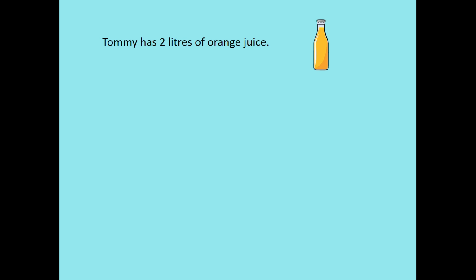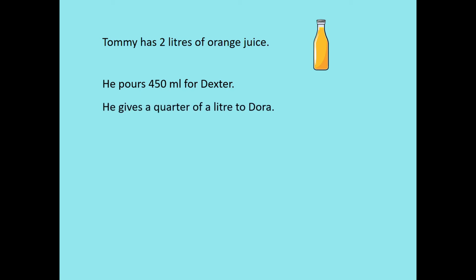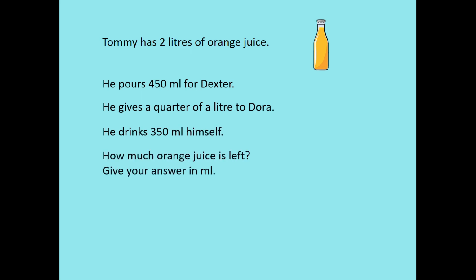Okay, so you should have done questions 1 to 5 on your worksheet. Now we're moving on to some reasoning problem solving stuff. So Tommy has 2 litres of orange juice. He pours 450 millilitres for Dexter. He gives 1/4 of a litre to Dora. He drinks 350 millilitres himself. How much orange juice is left? Give your answer in millilitres.